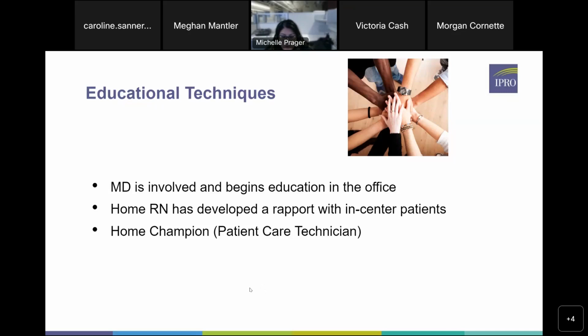We also named recently, this is a new thing that our region rolled out, a home champion, and I specifically made that a patient care tech because in my past experience, I was a tech. I know that we prefer to have our easy patients stay in center. So a lot of those patients would actually thrive on home. So we made a patient care tech the home champion so that they get a little bit of a bonus for helping transition those patients, and it's not just the patients that they don't want anymore.